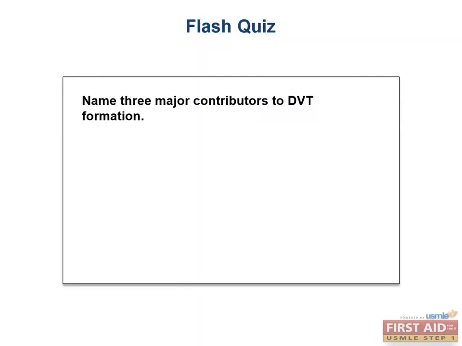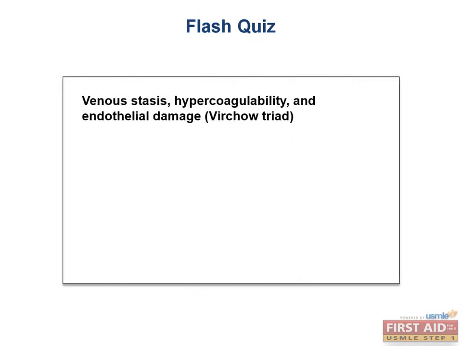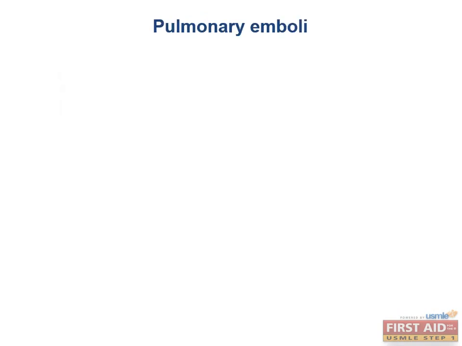Name 3 major contributors to DVT formation. Venous stasis, hypercoagulability, and endothelial damage. Virchow triad. The topic of pulmonary emboli is a classic boards and ward topic. You will talk about this all the time as a third-year student with any patient who has sudden onset of dyspnea, chest pain, and shortness of breath. Sometimes it can present only with tachycardia, so if you're in the ER, always have PE in your mind.